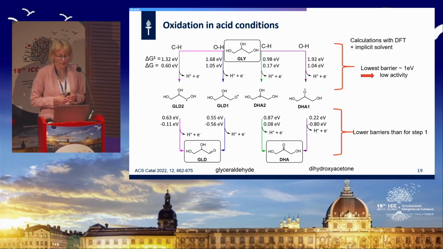So here is the energy landscape. These calculations have been carried out with the normal DFT plus implicit solvent using the computational hydrogen electrode. And you might wonder why on earth did you do that when you have constant potential DFT calculations? These calculations were carried out some years ago, so at that time we had less experience with the constant potential DFT calculations and perhaps less computer time as well.